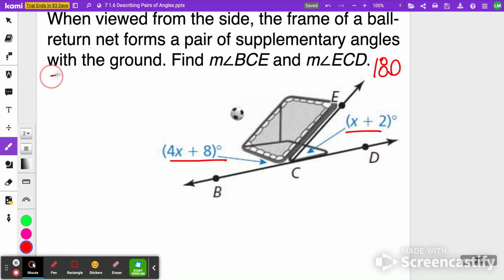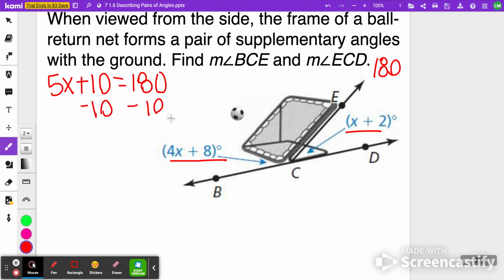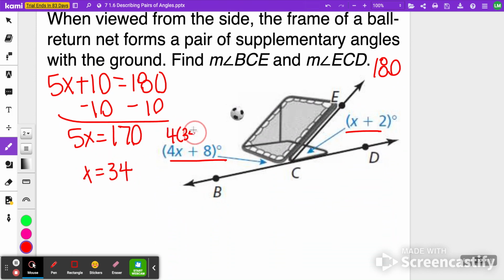I'm going to go ahead and combine like terms together. So I see 5x plus 10 equals 180. Subtract 10 from both sides, so I get 5x is equal to 170. Now the name of the game is taking that 170 and dividing by 5, so x is equal to 34. Now I'm ready to plug that in. What's 4 times 34 plus 8? 34 times 4 gives me 136, plus 8 is 144, so this one is 144 degrees, and then 34 plus 2 is 36 degrees.